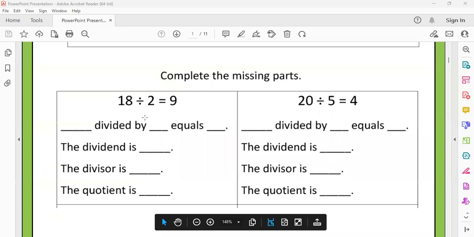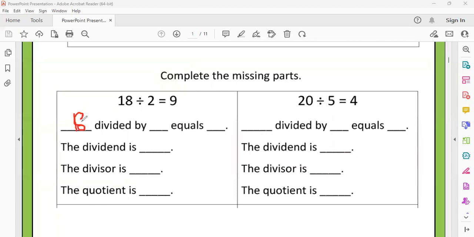So, let's get it back here again. Okay, so 18 divided by 2 equals 9. So your dividend is 18. Your divisor is 2. And your quotient, which is your answer, is 9.